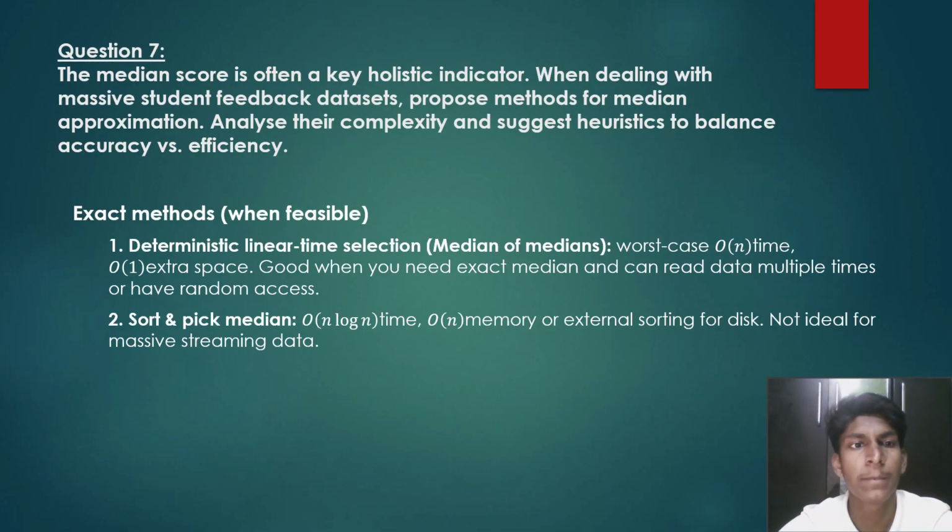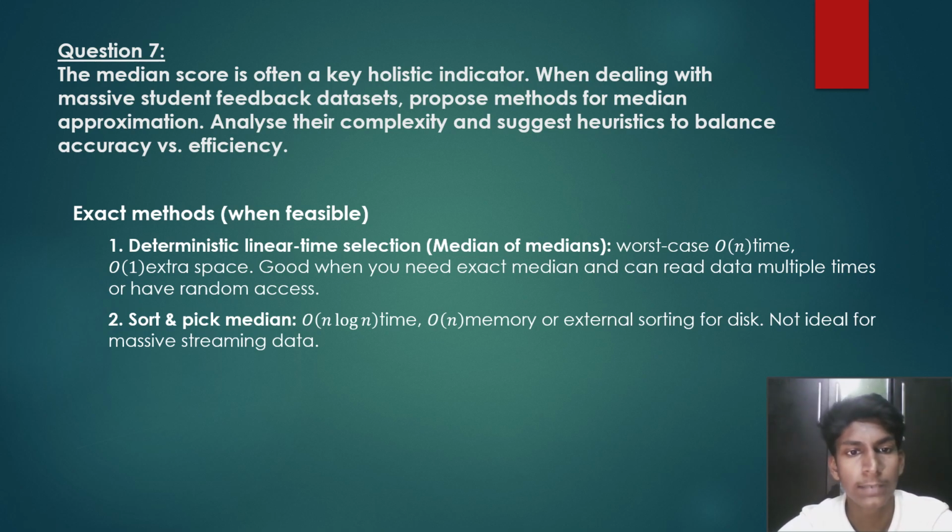Next question: the median score is often a key holistic indicator. When dealing with massive student feedback datasets, propose methods for median approximation, analyze the complexity, and suggest heuristics to balance accuracy versus efficiency. Exact methods, when feasible.